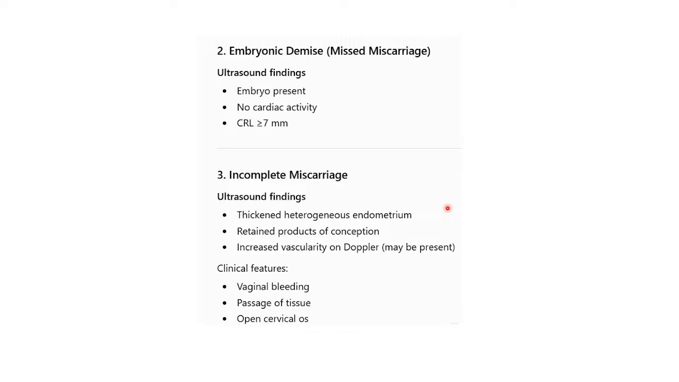So now, incomplete miscarriage. Ultrasound findings: thickened heterogeneous endometrium, retained products of conception, then increased vascularity on Doppler, which may be present or it might not be present. So those are the things that you have to look into when you're considering that a miscarriage has happened.